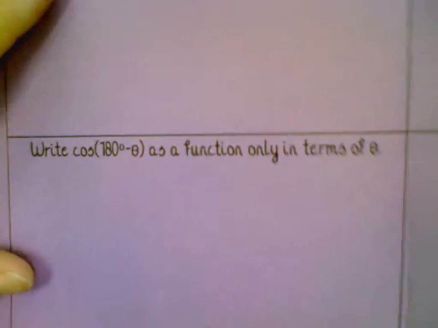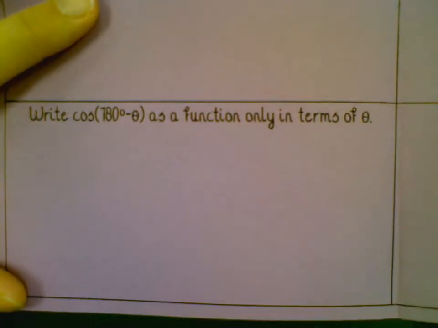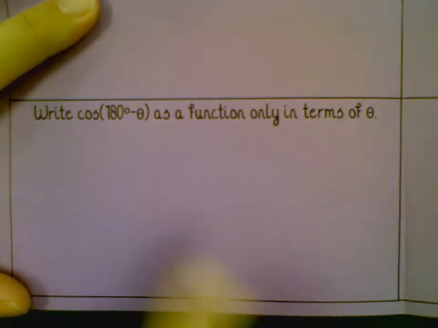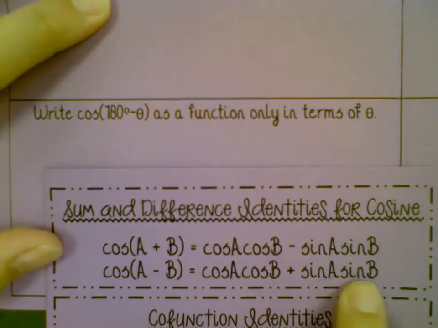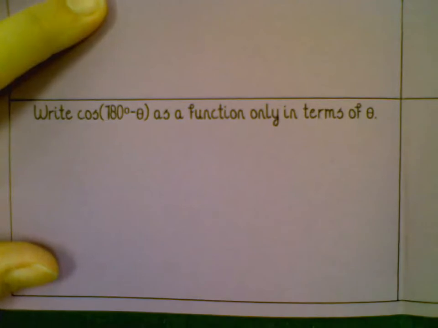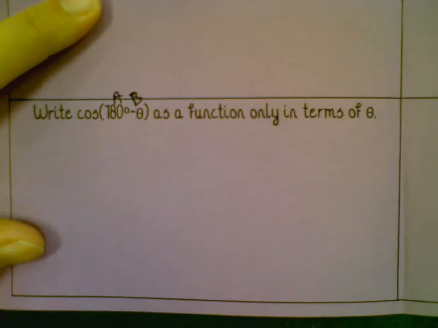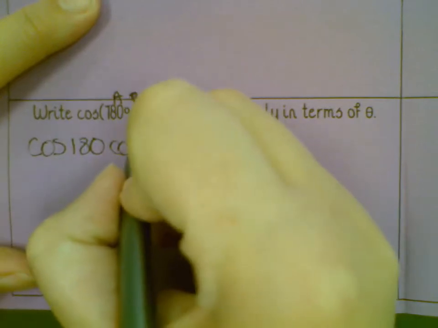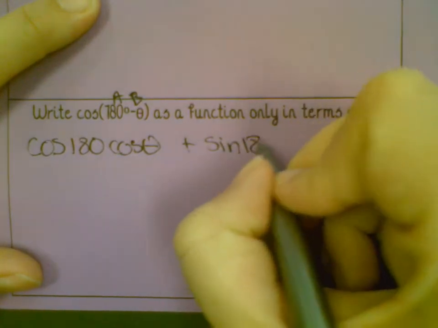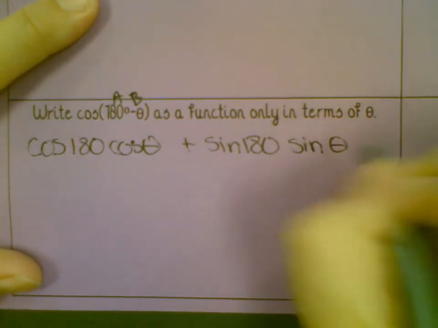So moving on over here. We're writing this in terms of just theta. So it says cosine of 180 minus theta. We're going to apply this formula right here, plug everything in and see what we get. Okay, so cosine of a minus b will give us cosine of a times cosine of b plus sine of a times sine of b.